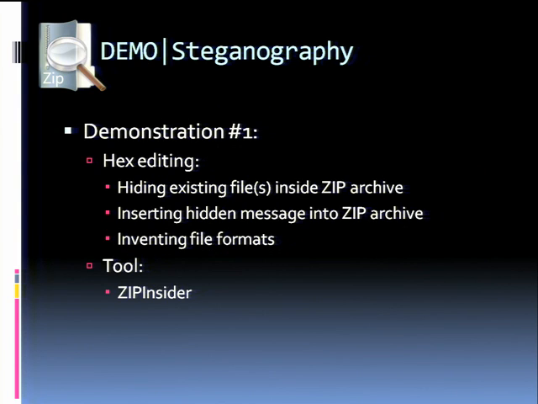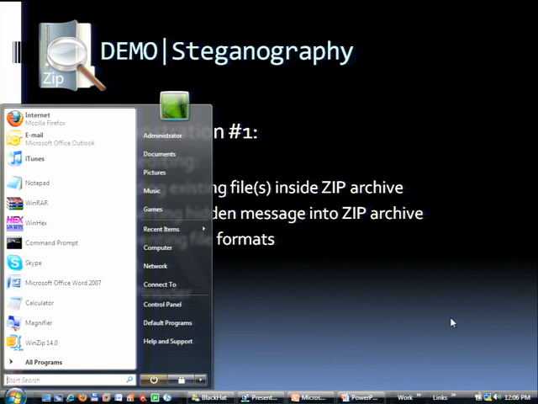That brings us to our first demonstration. We're going to do some hex editing. We're going to hide existing files inside a zip archive. We're going to insert some hidden messages. We're going to invent our own file format, and we're going to show off the tool we used to check all this, and it's going to inject some stego data inside an existing zip archive. So let's do that.